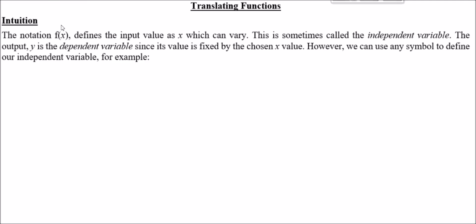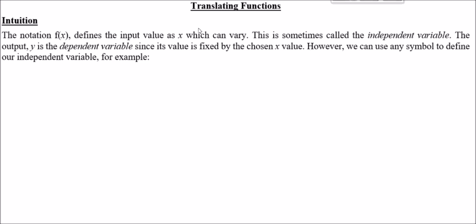So we have this function notation, which we've talked about. That defines the input variable as x, which can vary. So it's sometimes called the independent variable. So x can be whatever it wants to. You can't tell x what to do. However, the y output depends on what you input for it. So y is called the dependent variable because it depends on the input which generates the output. In other words, its value is fixed and determined by the chosen input x value.